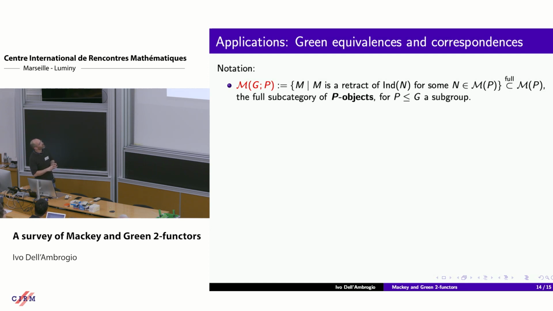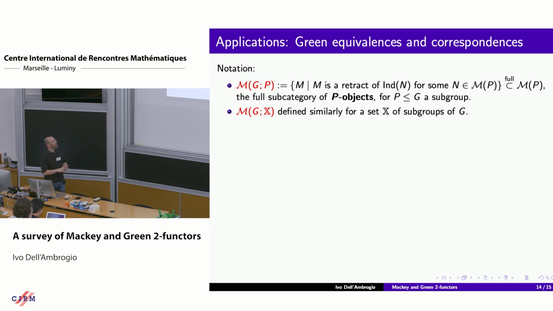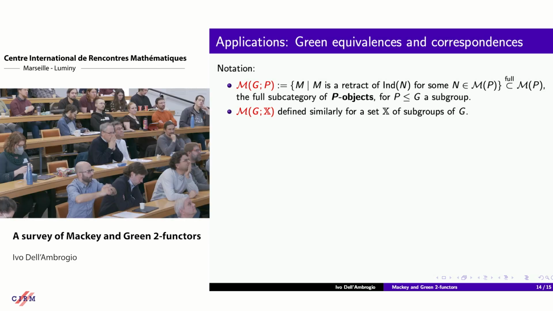Yes, this is G. So inside of M of G, you have these special objects which are coming from P, up to retracts, and we call them P-objects. Classically they call them relatively P-projective or relatively P-injective. Let's just say P-objects. Now, P could be any subgroup. All right, so let's do the same with a family of groups. Anything which up to retracts comes from a group in a given family, let's say X, the name of the family, I'm going to call an X-object.